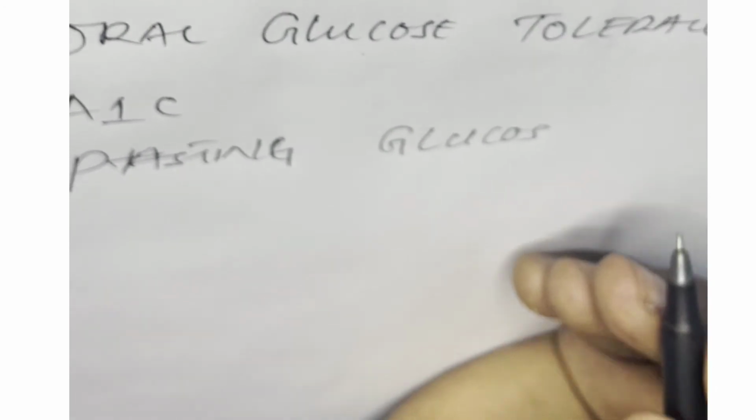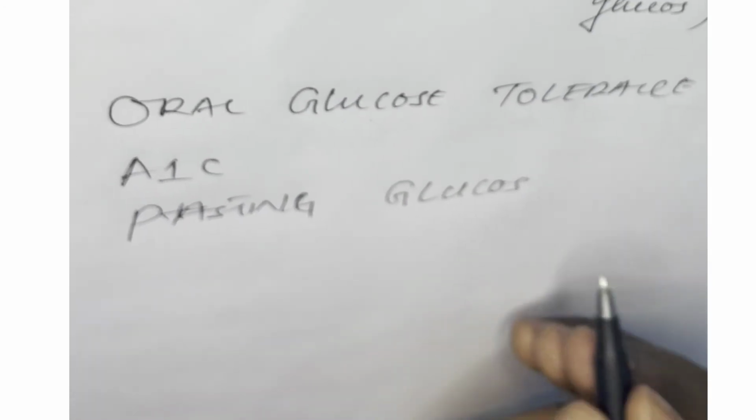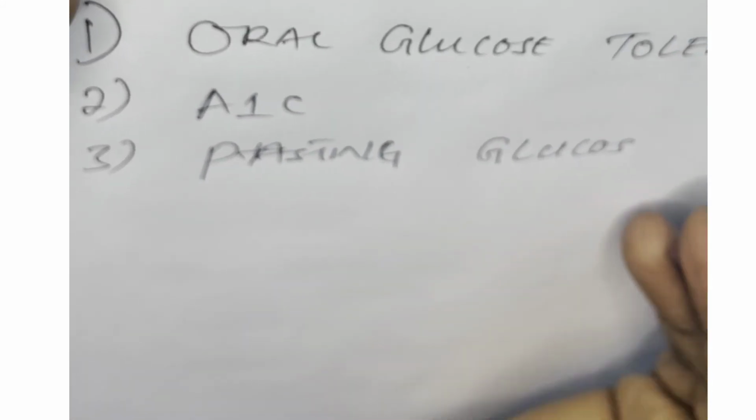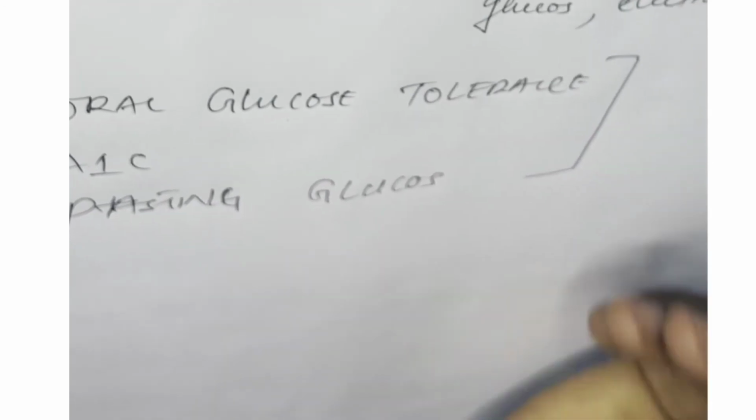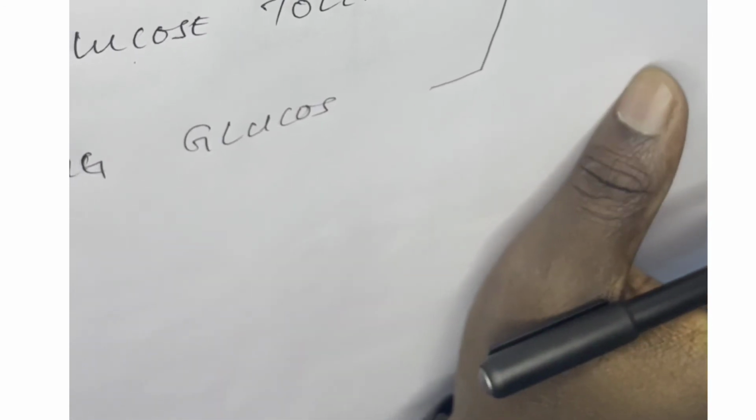Fasting glucose. We also run this test in the laboratory, which will enable us to see if a patient is having diabetes or not. So apart from this, there are many other tests that we can carry out in order to assess or to know about diabetes mellitus.